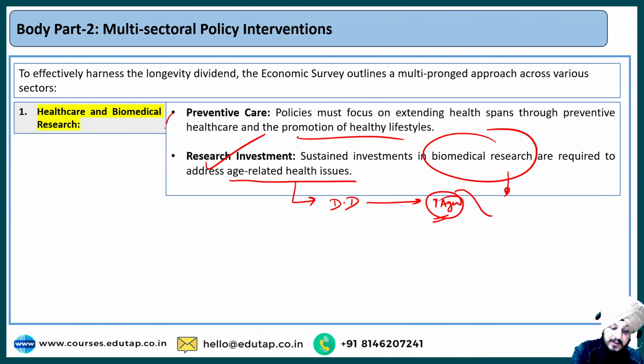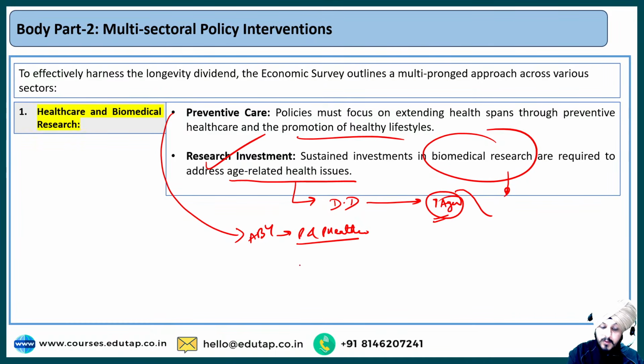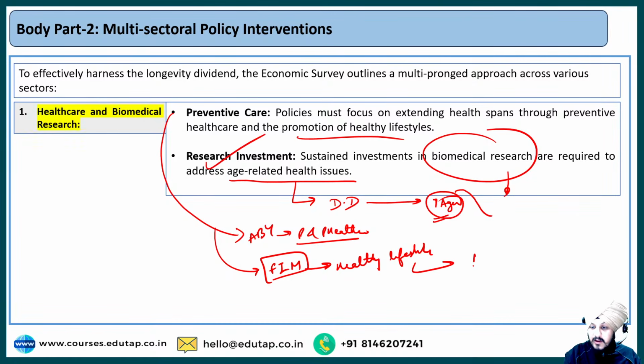When I talk about preventive care, for example, it can be Ayushman Bharat Yojana, right? That talks about preventive and primary health care. We need to promote that, we need to work in that direction more and more. Apart from that, you would also know about the Fit India movement, which promotes a healthy lifestyle so that we can reduce the disease burden. So these types of initiatives can be there.